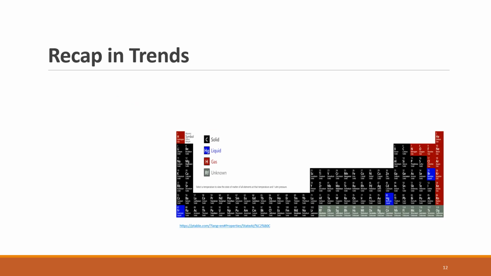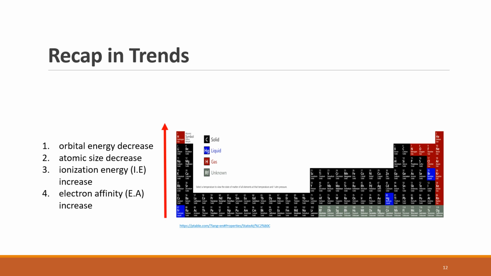So let's do a recap of the trends. As you go up a group, orbital energy and atomic size are going to decrease. So notice orbital energy and atomic size follow the same trend. They decrease as we go up, with the largest atoms in the bottom left-hand corner and the smaller atoms as you go up. Now ionization energy and electron affinity are going to do the opposite trend. So they're increasing as we go up a group.